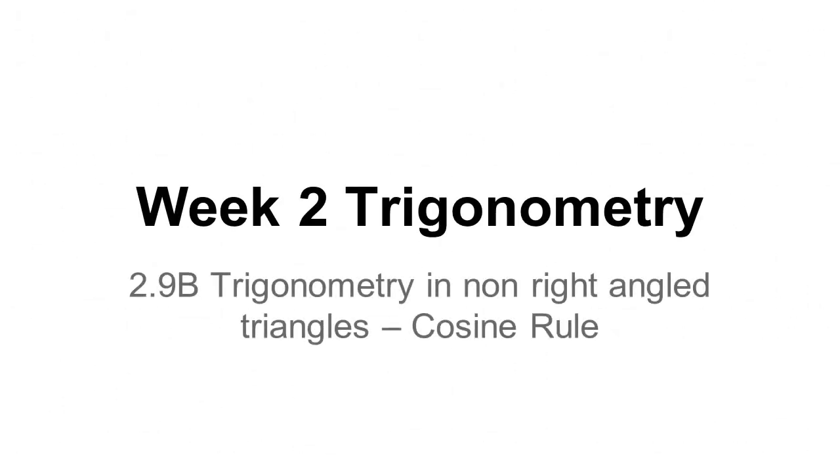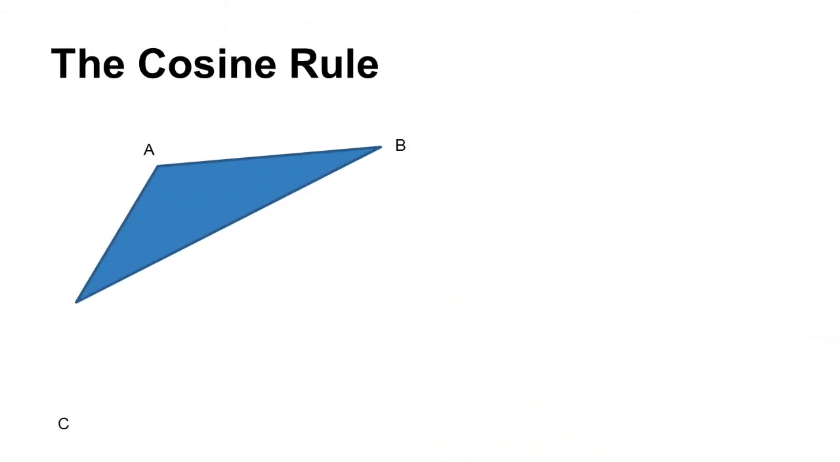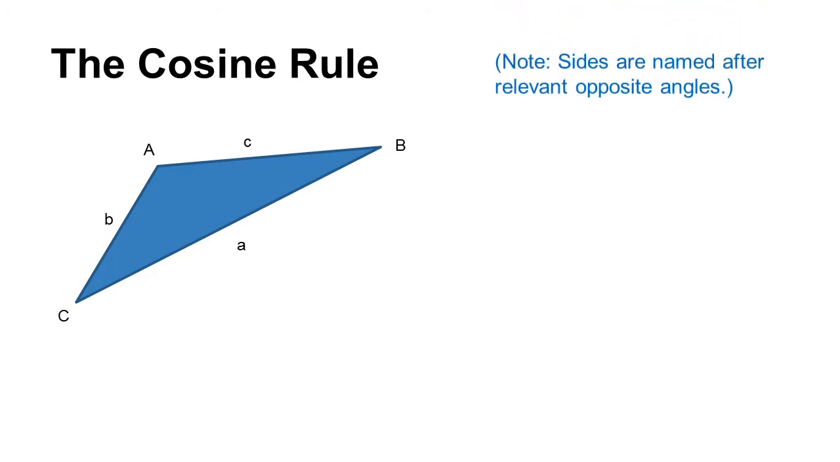Trigonometry in non-right angled triangles: the cosine rule. The cosine rule is another formula that applies to triangles that are not right angled.